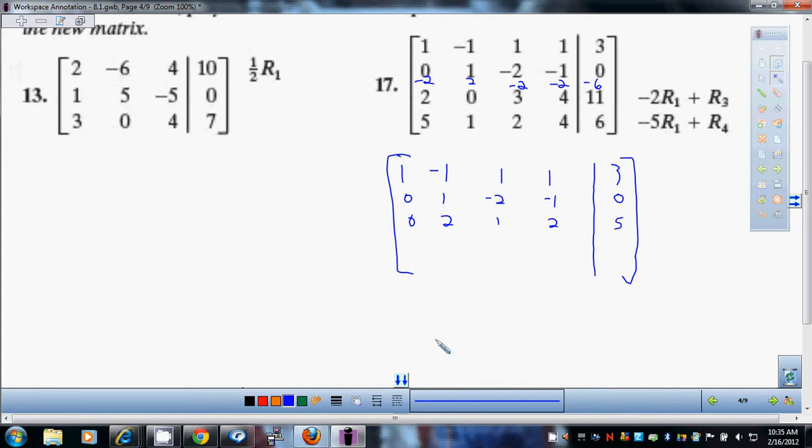Now we're going to do the same thing. Multiply the top row by -5 and add it to the bottom row. So I'm going to write that right above it: -5, +5, -5, -5, -15.